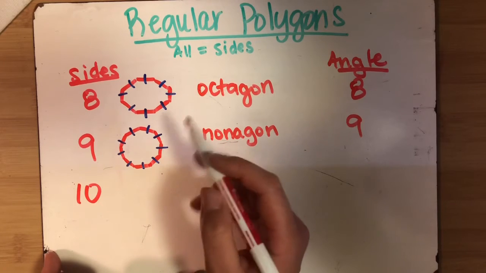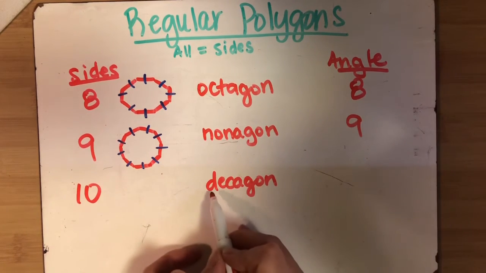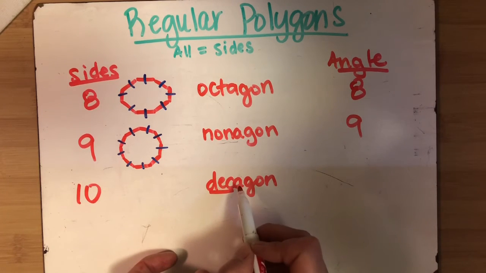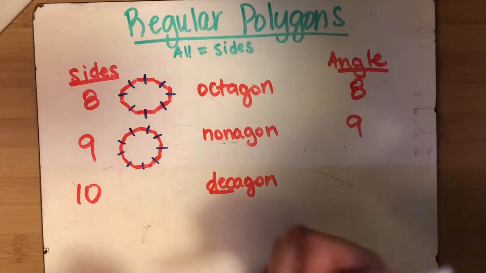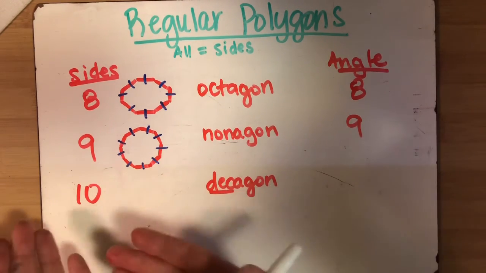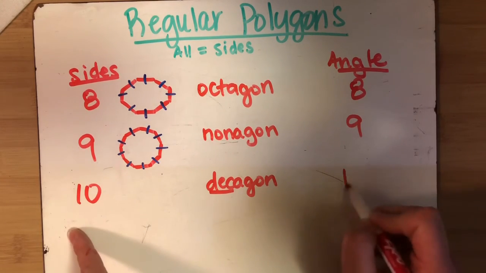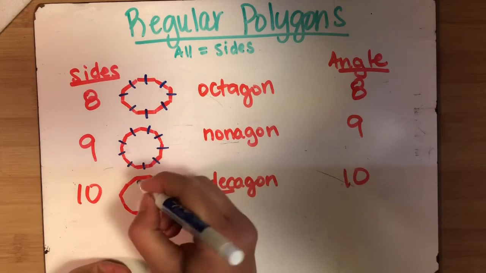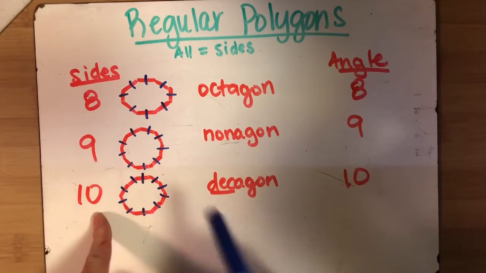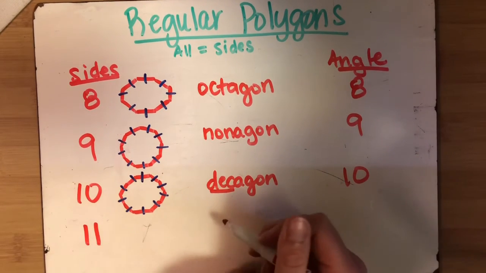10-sided figure, that is called a decagon. You can kind of remember this because this root word right here, deca, you can think of like decade, a decade has 10 years in it. A decagon has 10 sides. The deca stands for 10. 10 sides, 10 angles. So it has 10 sides all the same. Next one, 11 sides.